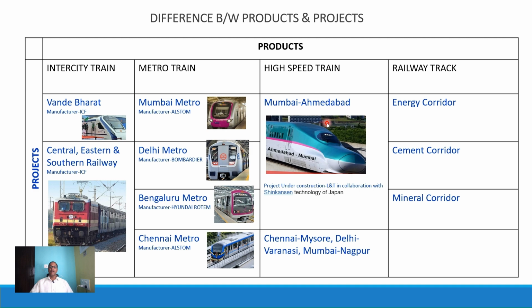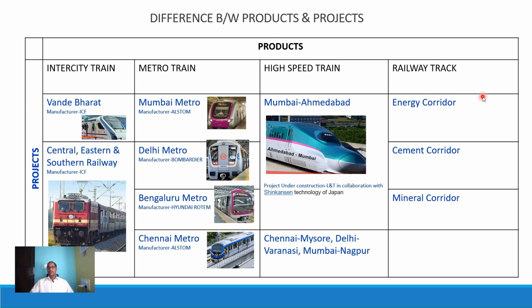And high speed train. High speed train is the project that has just started, which connects Mumbai and Ahmedabad. This project is undertaken by Shinkansen. This is a technology of Japan. L&T is also working with this company to produce this particular product. And the projects that are in the pipeline are Chennai Mysore high speed train, Delhi Varanasi high speed train, Mumbai Nagpur high speed train. And now coming to the next product, that is the railway track.